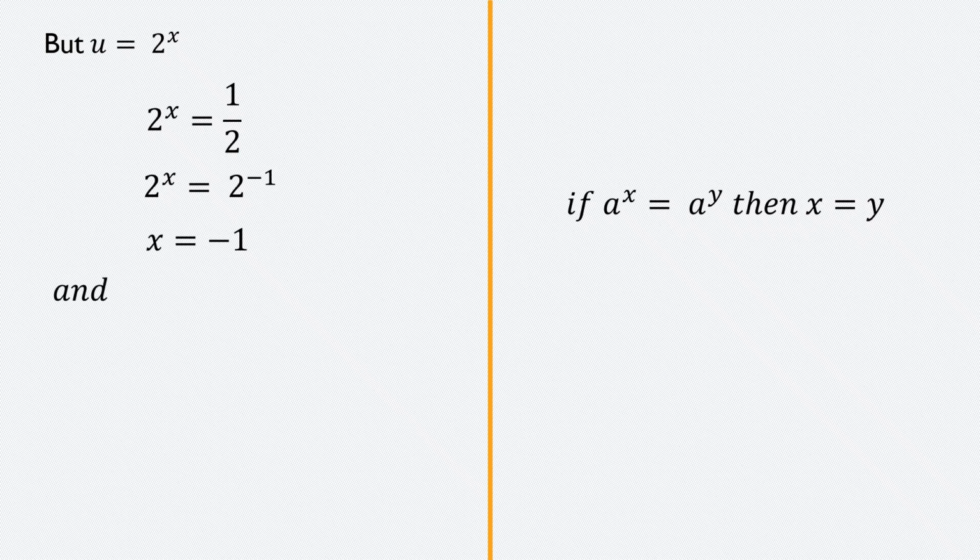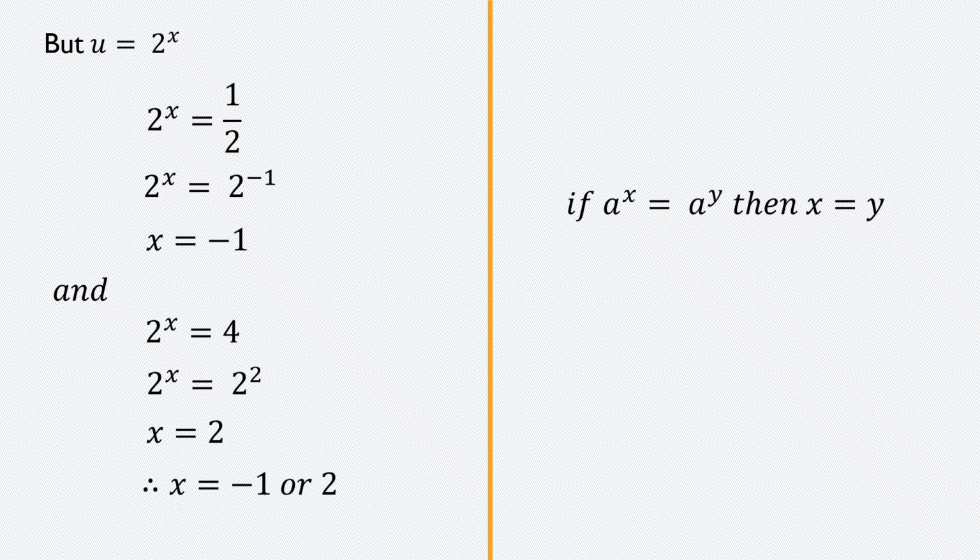For the second solution, we have 2 to the power x equals 4. So 2 to the power x equals 2 squared. So x equals 2. So the answers are x equals negative 1 or 2. So that's how to solve a question like this.